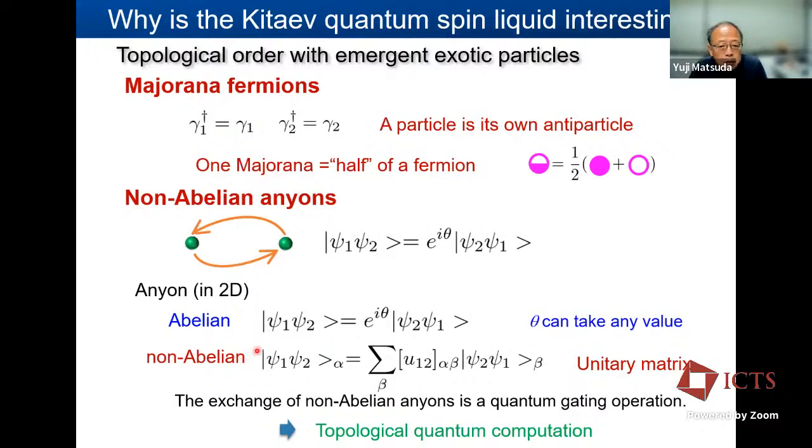The exchange operation may be more general than that. If the exchange is described by a unitary matrix, the non-abelian anyon appears. The exchange of non-abelian anyons is a quantum gate operation. Therefore, this is a key particle for topological quantum computation.